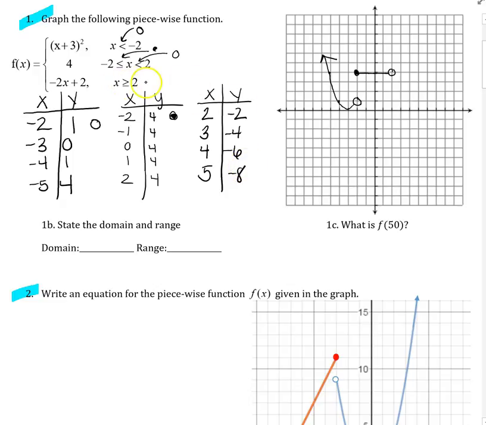At x equals 2, though, because it's greater than or equal to, it'll be a closed dot at 2, -2. And then it just extends toward infinity, and you can draw an arrow. So 2, -2, closed.